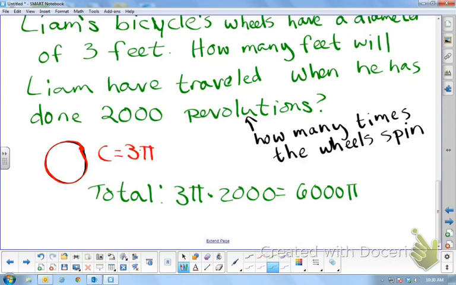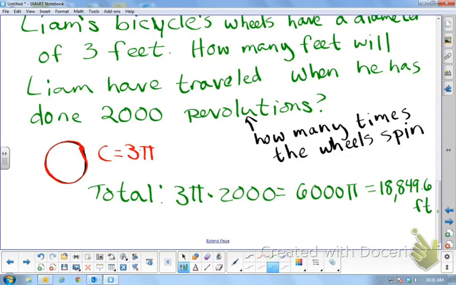This time I want you to actually multiply it out in your calculator. You can use 3.14 for pi, or I think most calculators have a pi button, even the calculators on your phone. So I want you to multiply 6,000 times pi. 18,849. Using the actual pi button, see how if you use 3.14 it can be a little off.